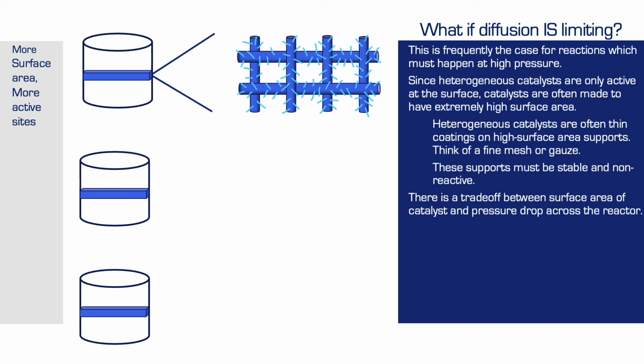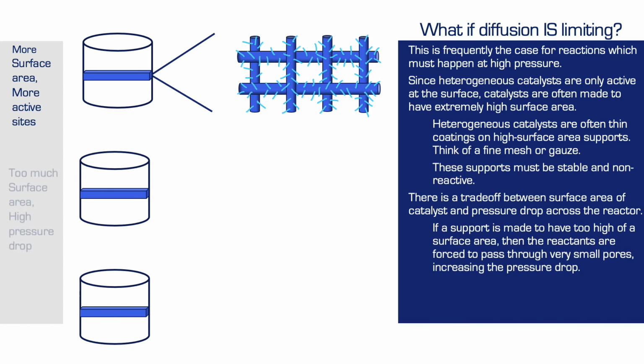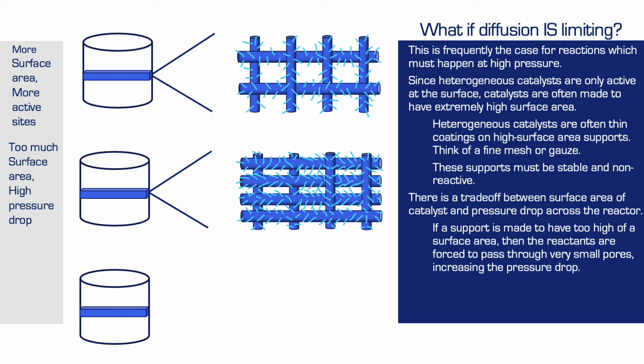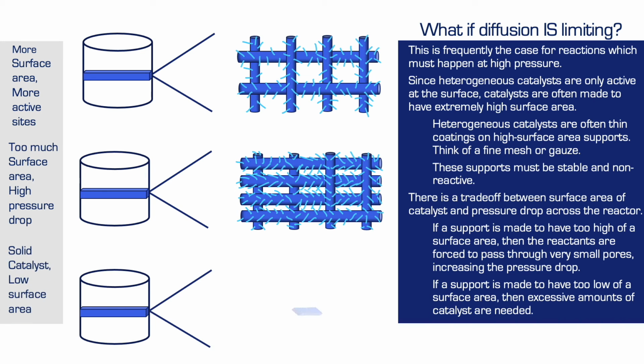There is a trade-off between surface area of catalyst and pressure drop across the reactor. If a support is made to have too high of a surface area, then the reactants are forced to pass through very small pores, increasing the pressure drop. If a support is made to have too low of a surface area, then excess amounts of catalyst are needed.